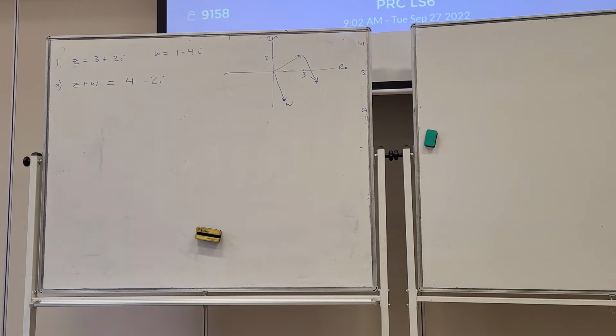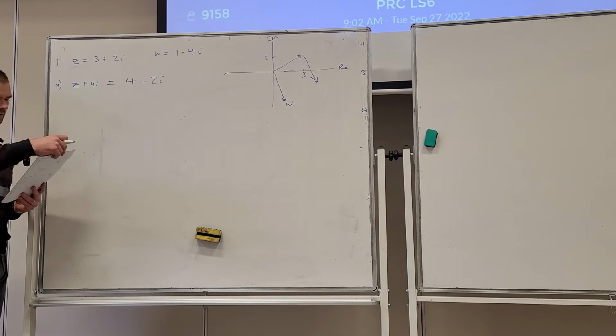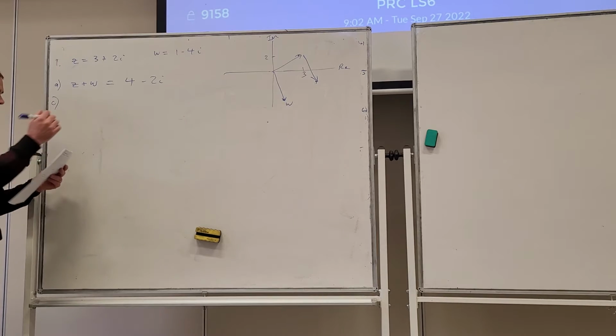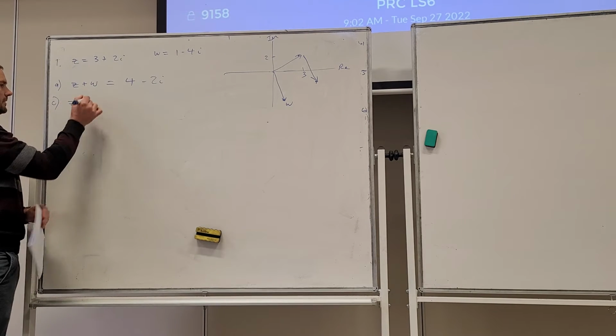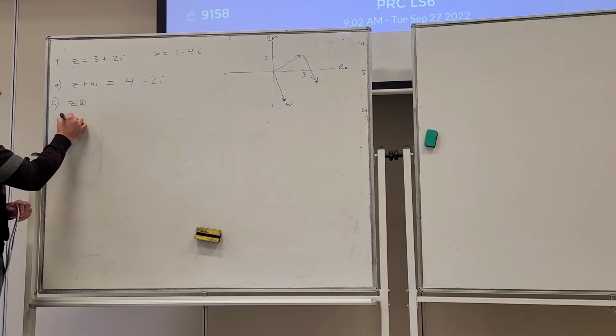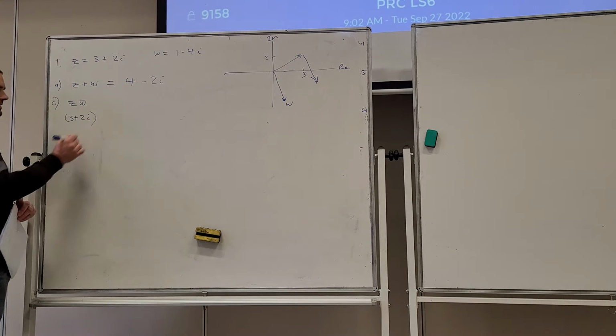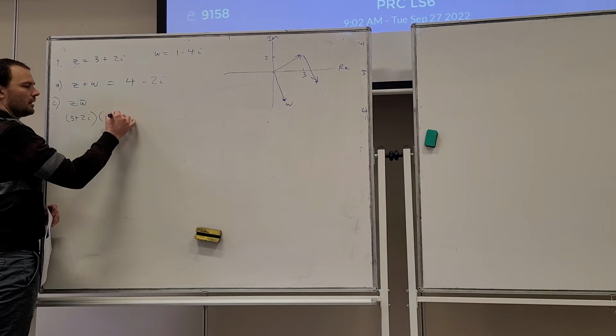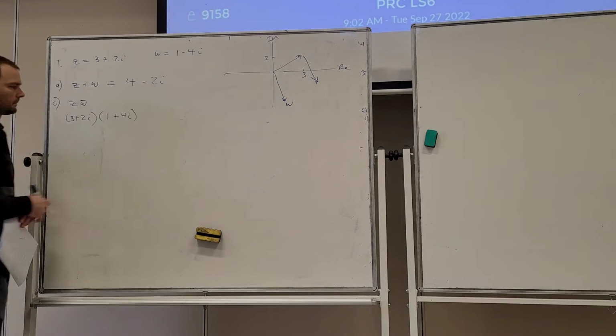Okay, so let's move on to C then, because B is pretty similar. So in C, we have z times the conjugate of w. So for you to perform the conjugate, what that means is we're going to have 3 plus 2i. z remains the same, but with w, the only thing we change is the symbol in the middle. So it goes from 1 take 4i to 1 plus 4i.